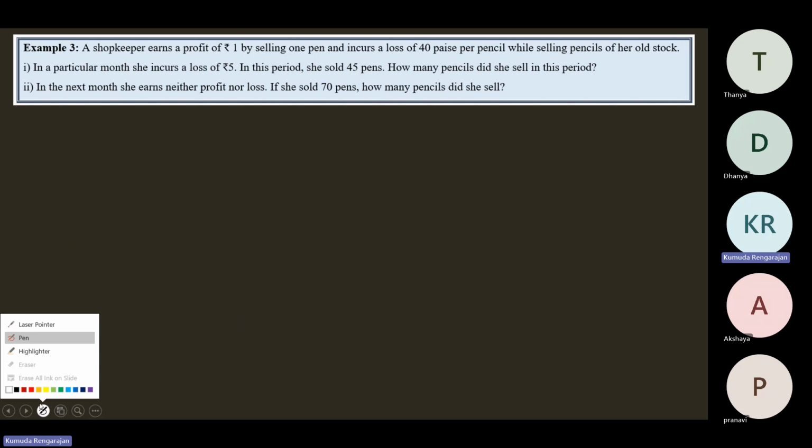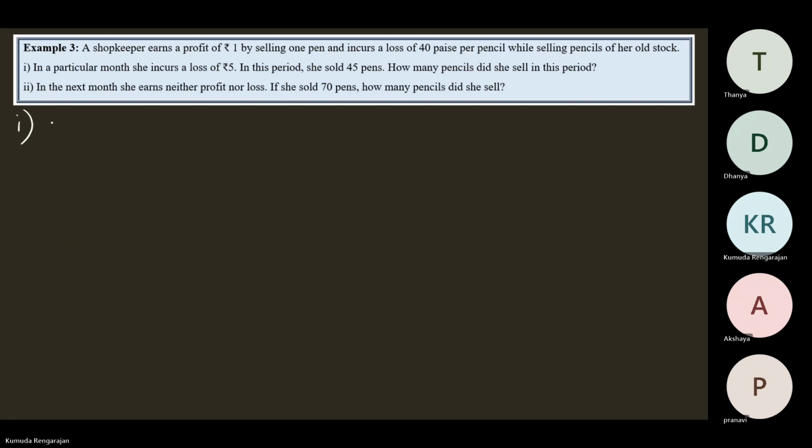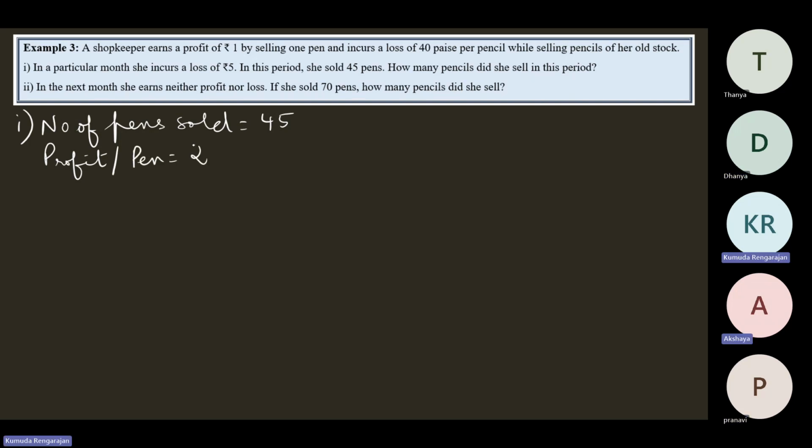Okay. Now let me write all this again. Now tell me, how many pens are sold? Number of pens sold? 45. Profit per pen? 1 rupee. See, if you want, you can convert it to paise also, children. If you feel it's a fraction like 2/5 and difficult to calculate, you can convert.